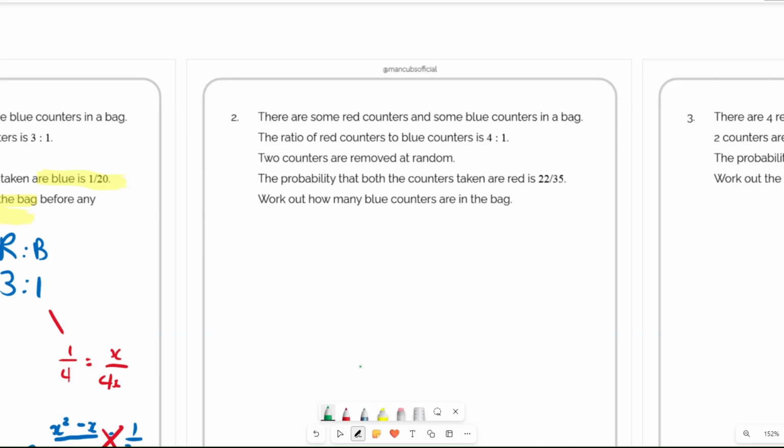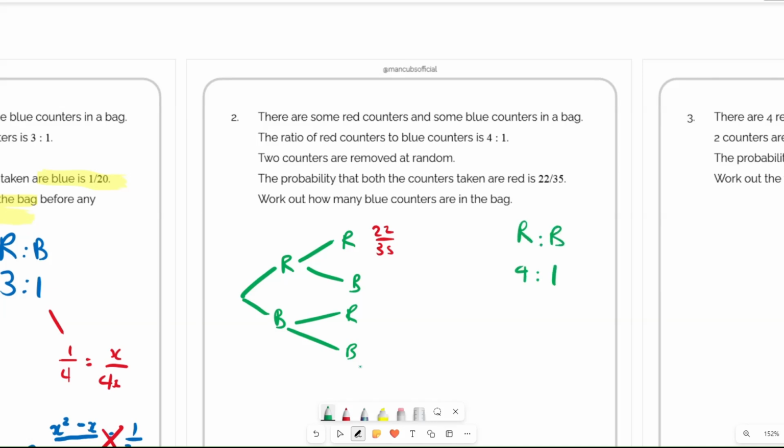So what we're going to do for this question, very similar to the last question, is draw the beautiful, beautiful tree diagram. Red, blue, like so. And we know that the probability that both counters taken are red is 22 over 35. So we can say that this, let me do it in red actually, is going to be 22 out of 35. And let's look at the ratio now. So we know that the ratio of red to blue is 4 to 1, right?